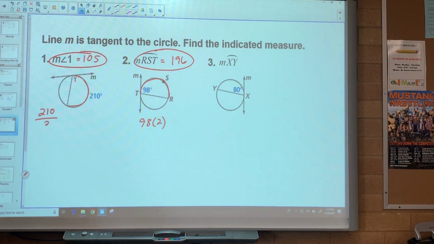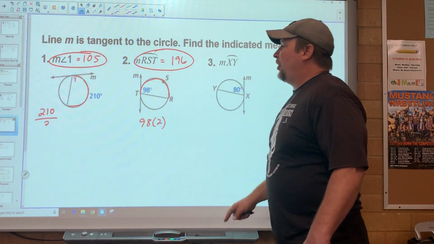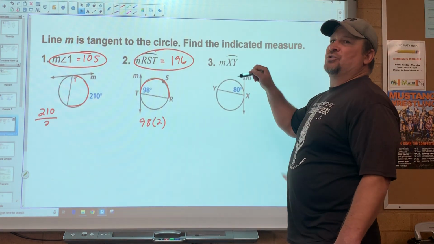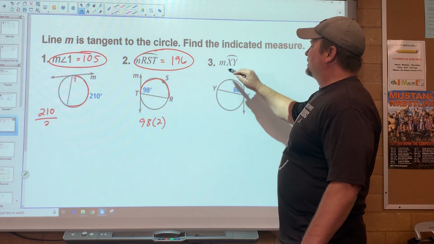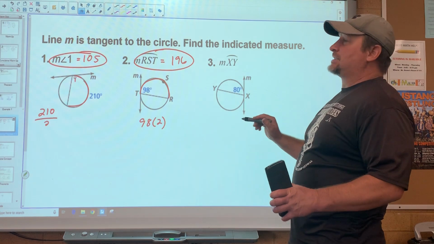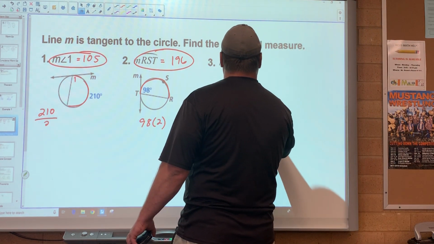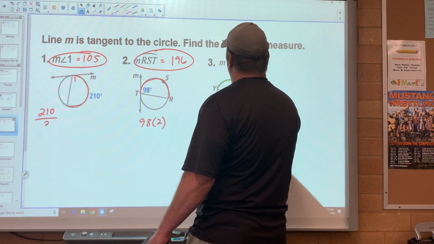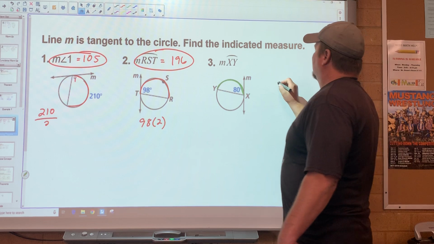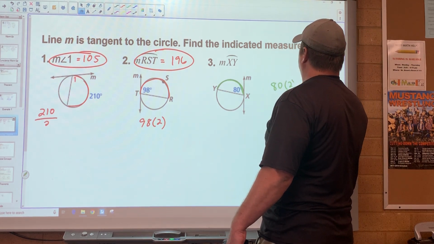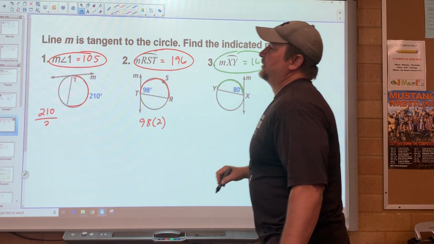Got it? And then this one, they want us to find arc X to Y. Now remember, an arc that is 2 letters is always the shortest distance there, because some kids will always go, well, is it this way or is it this way? Well, it's always the shortest distance there with 2 letters. If it's ever 3 letters, then you follow the letters. So it's this, and they gave us the angle, so we will double it to get the arc. So 80 times 2. It's going to be 160. And that's it. That's how you'll do those.